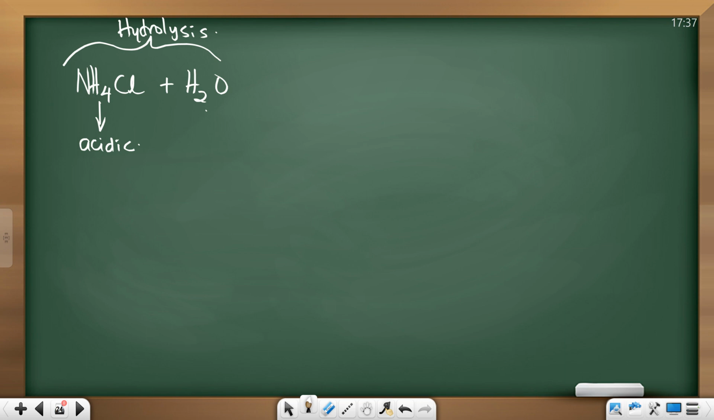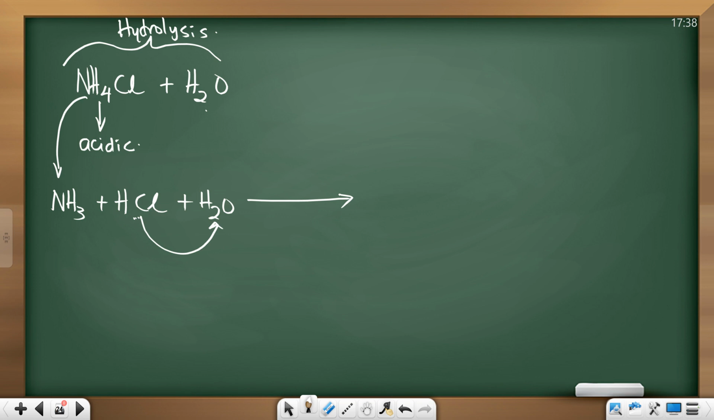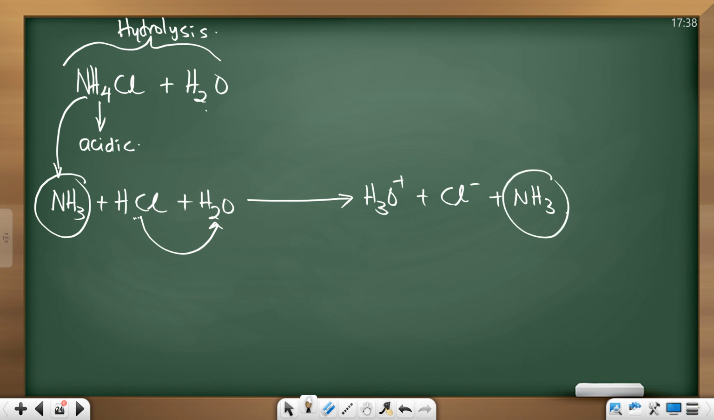So, this is what I would tell you to do. Break this down into NH3 plus what? HCl. Do you see that? Plus what? Water. What will this reaction then give you? That's the acid. What would you get? Plus what? I don't know if it makes sense. And now, do you see we have ammonia here and we have ammonia here? It's called a spectator ion.